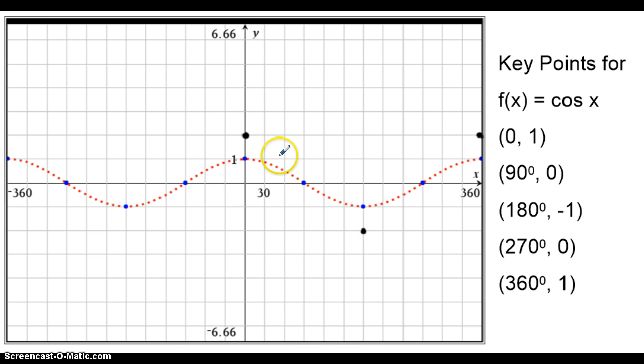We have now accounted for the amplitude of 2. This is a graph of 2 cos x if I connected the dots. The zeros are unaffected by the amplitude of 2. Now to account for the reflection, I need to flip these points over across the x-axis. So the 2 maximums will flip down here and become minimums, and the minimum will flip up and become the maximum. I'll do this in a different color.